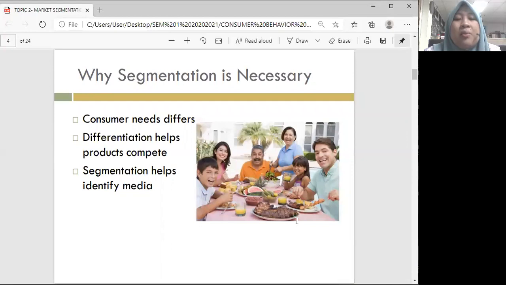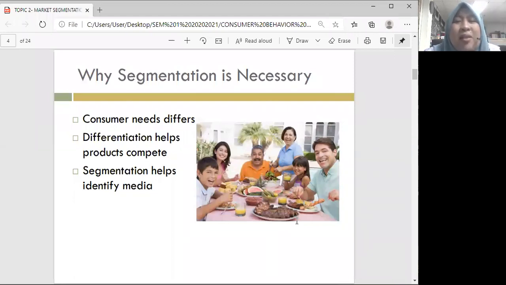So number one, consumer needs differ. By hook or by crook, consumer needs are different, and the difference makes each consumer very unique. We have to bear in mind that differentiation makes life colourful. When there are many differences, actually the differences beautify life.